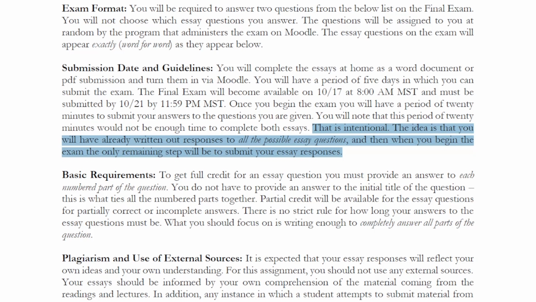So, just to be very clear, in this case there are 6 possible essay questions on the exam study guide. That means that before you click the link to begin the exam, you should have prepared 6 separate documents in either .doc or PDF format, and each of those documents should have a response to one of the possible essay questions. Then, once you see the questions that the program has selected for you, all that remains is for you to upload your essays. The whole process should really not take any longer than a few minutes.